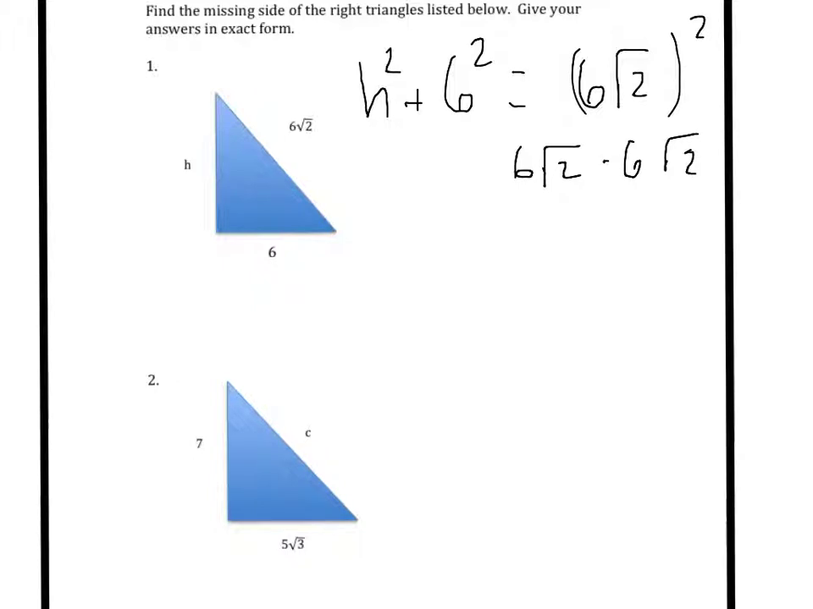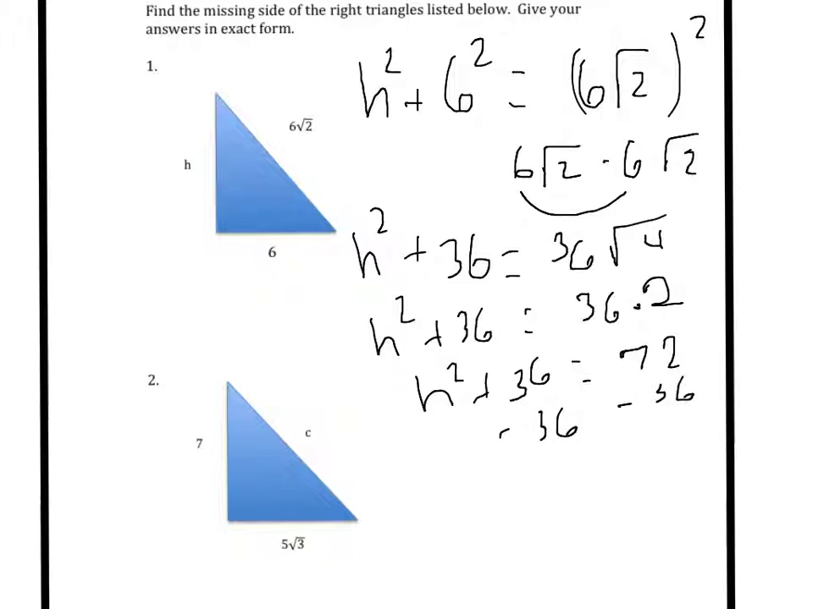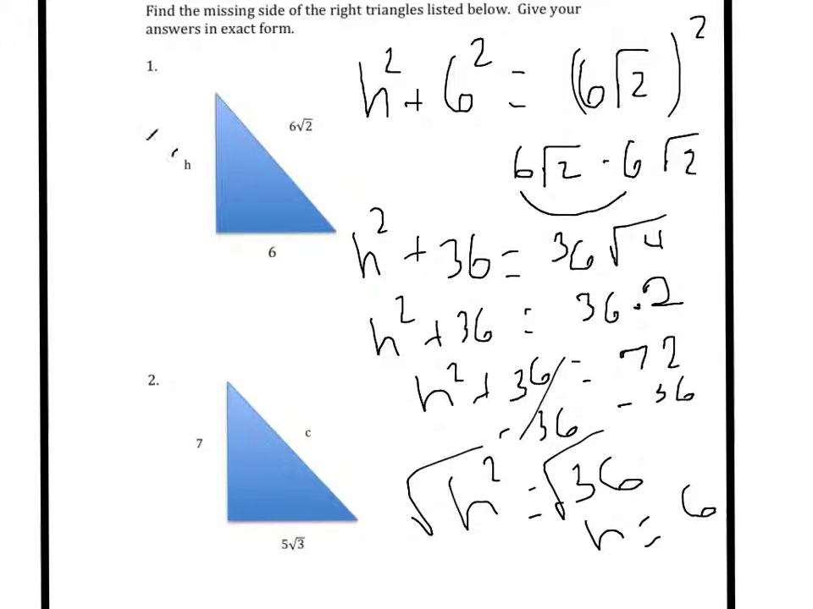Well, when you multiply radicals, you multiply the outside numbers, which is 36. You multiply the inside numbers, 2 times 2 is 4, and that's going to be equal to 36 plus h squared. And then square root of 4 is a perfect square, so when you evaluate that, that's actually 36 times 2 equals h squared plus 36. That's going to be h squared plus 36 equals 72. Subtract 36. And so h squared equals 36, and you take the square root, you get h is equal to 6, or the height of that triangle or altitude is equal to 6.